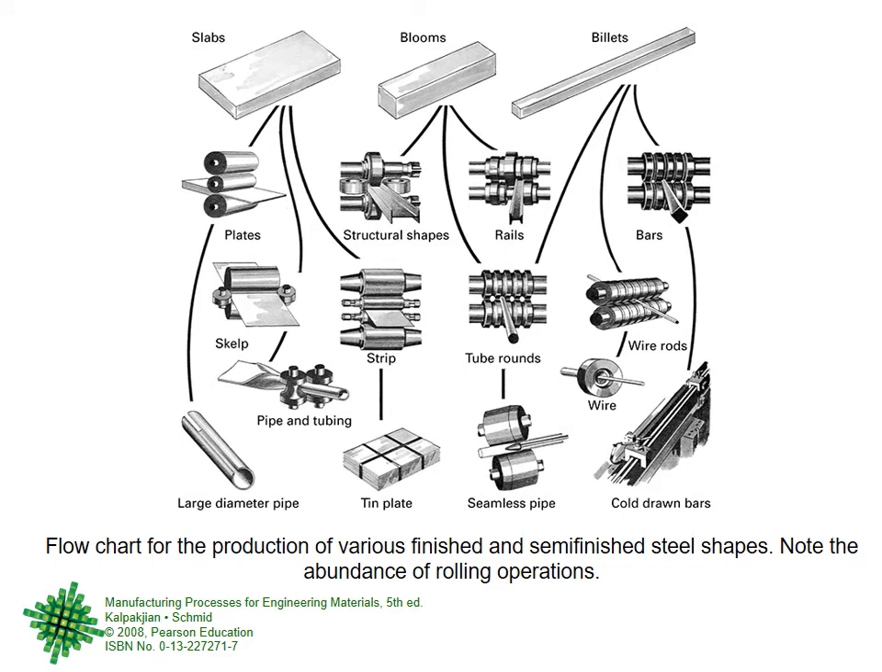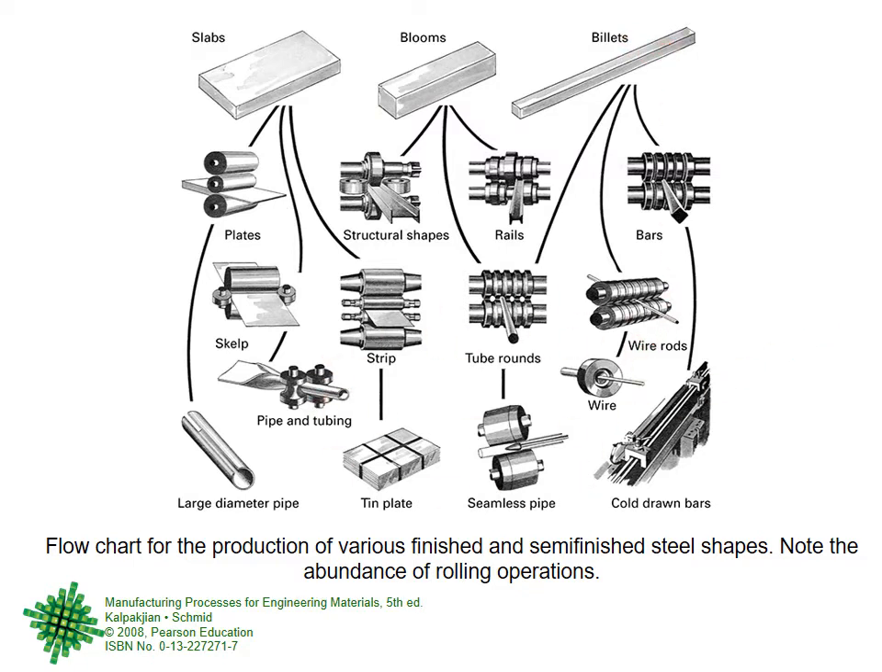Here we are showing you further slabs, blooms, billets. These are the rolling mills, right? Triple rollers, different types, multiple rollers. And you can produce pipes, strips and thin plates, tubes and so on and so forth, right? So a starting material could be a slab, which is a thick plate, a bloom, which is a thick square rod, or a billet, which is a thin rod, and then you can generate different shapes.